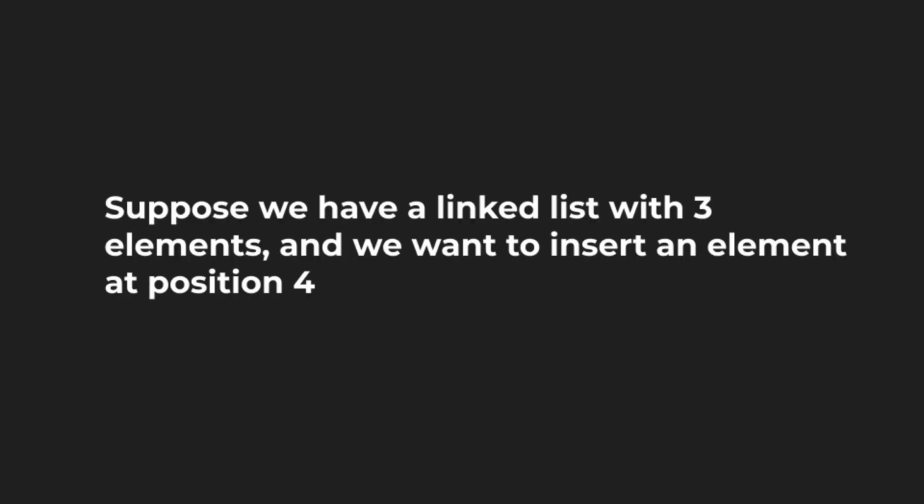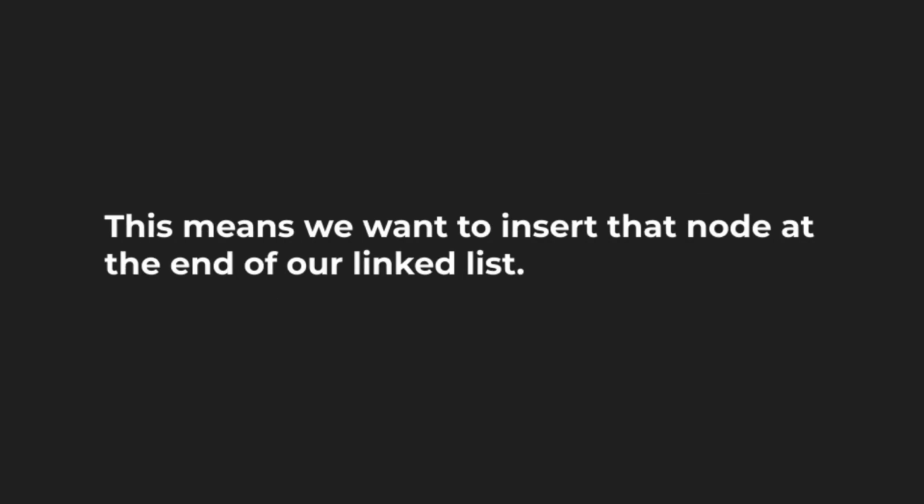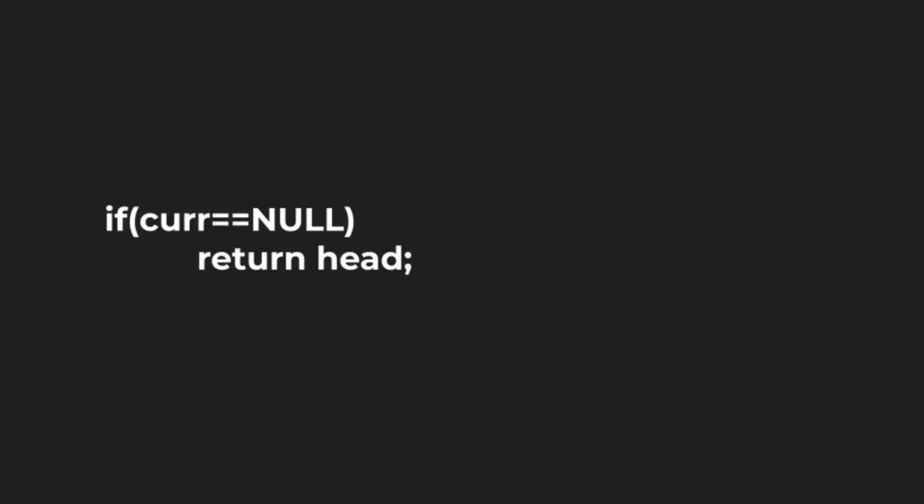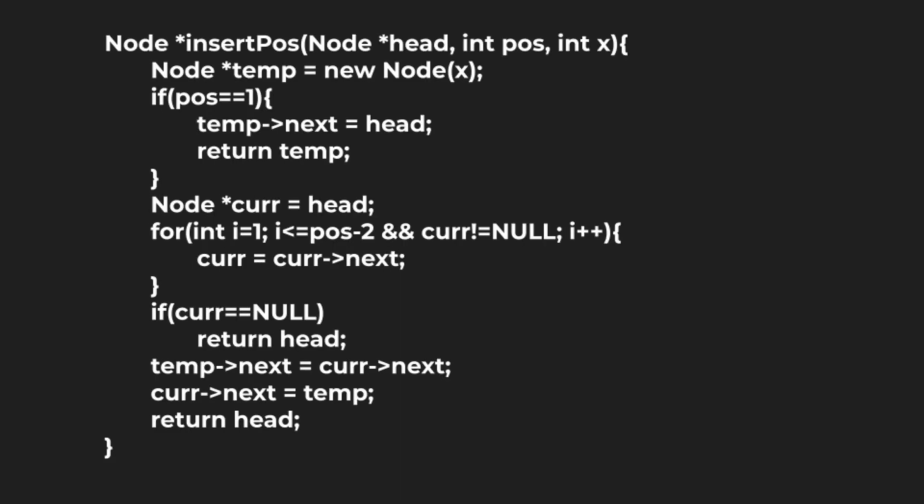For the other case, let's see an example. Suppose we have a linked list with 3 elements and we want to insert an element at position 4. This means we want to insert the node at the end of the list. In this case, our current pointer will reach the null position. To handle this case, we can write an if statement for when the current pointer reaches null. For this, we simply return head. Now the complete function should look something like this.